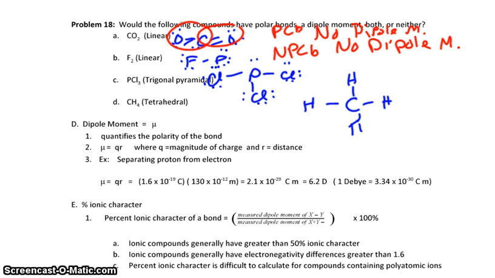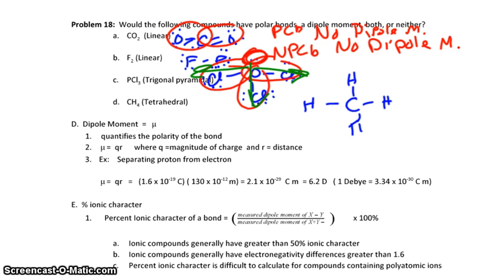I'm looking at the bonds. The bonds themselves are polar bonds. How do I know? I'm working with chlorine. But is it symmetrical? And the answer is no, it's not. See that lone pair on top of the phosphorus here? It's non-symmetrical. If I were to look here, do these arrows, in a sense, cancel each other out? The answer is no. CH4, the bond is nonpolar. It is perfectly symmetrical, so it has no dipole moment.